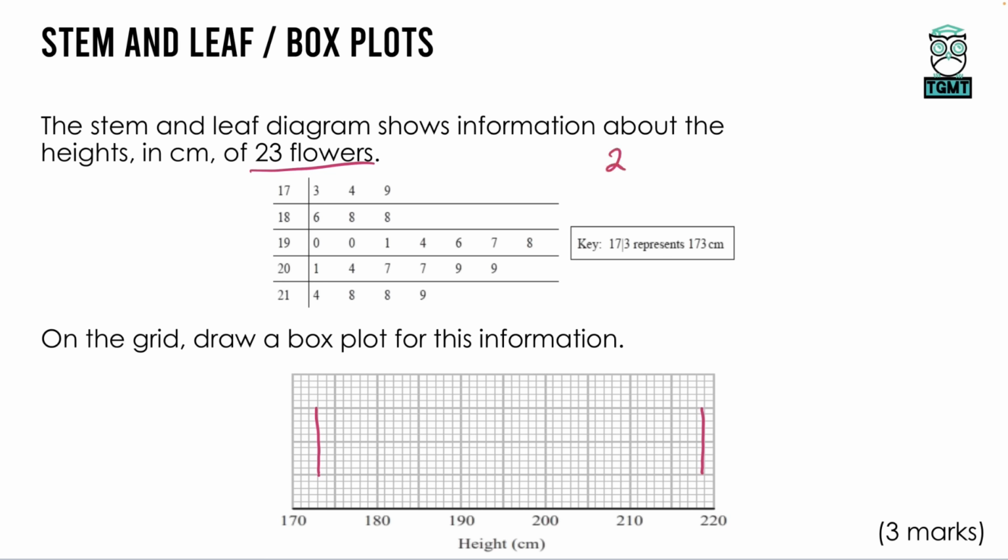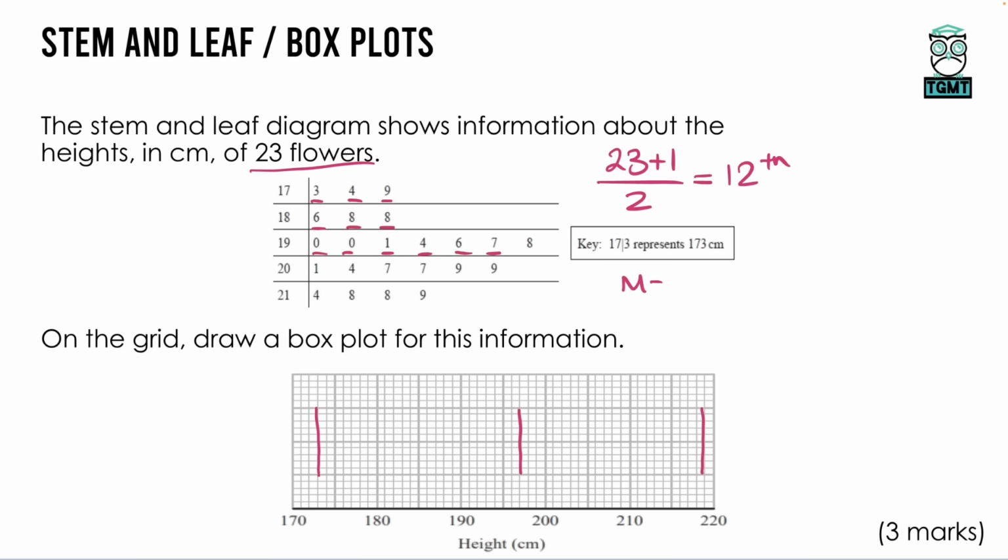So here, 23, add 1, divide it by 2, that tells you where the middle is. So that's 24 divided by 2, that's the 12th number. So I just need to count along, and I'll underline them so you can see my counting. 6, 7, 8, 9, 10, 11, 12, and there is the middle, 197. So going down from 197, that draws our median.